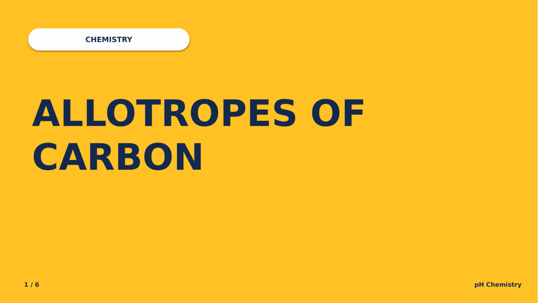Today's explainer is allotropes of carbon, the same atom but very different structures. Diamond, graphite, graphene. By the end of this video, you'll know how rearranging carbon completely changes its properties.